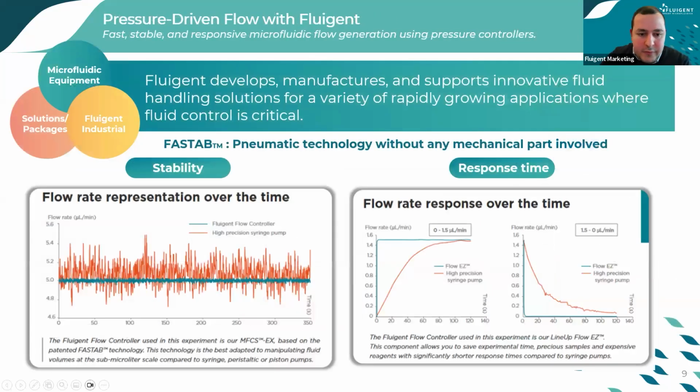So briefly, at Fluigent, we develop pressure controller systems that are specifically designed for microfluidics. By regulating pressure instead of displacement, we achieve highly stable, pulse-free flows, as you can see in the graph compared to a classical syringe pump, with rapid response times. This approach is ideal for delicate biological experiments, including organ-on-chip, droplets, and long-term perfusion.